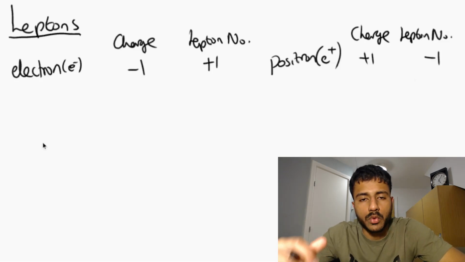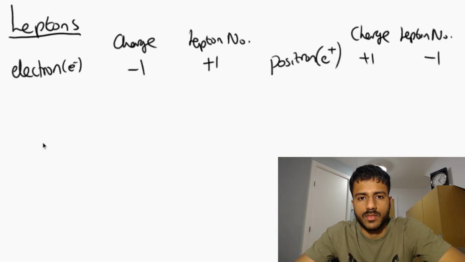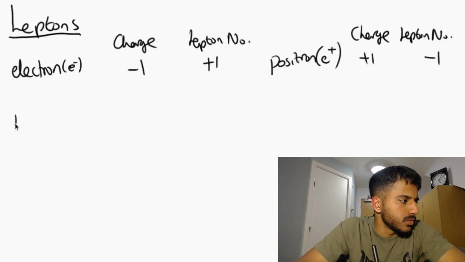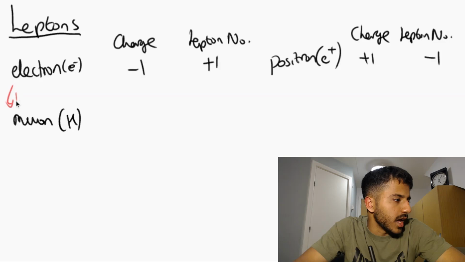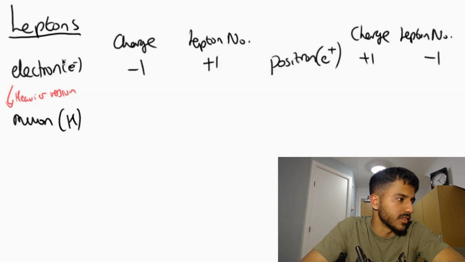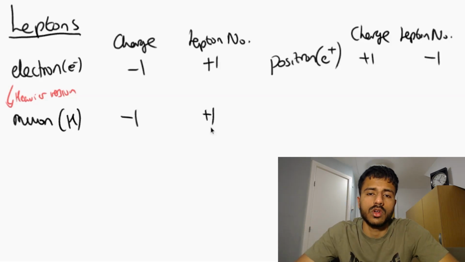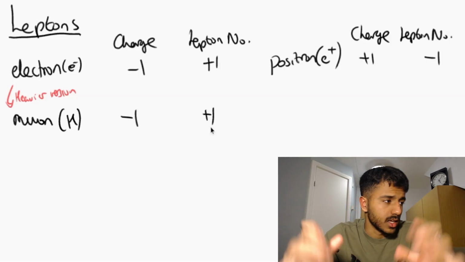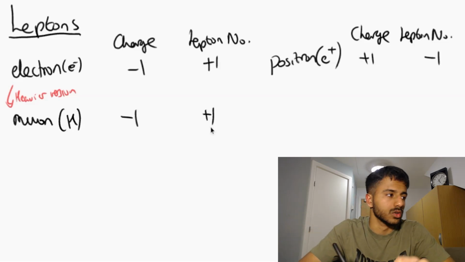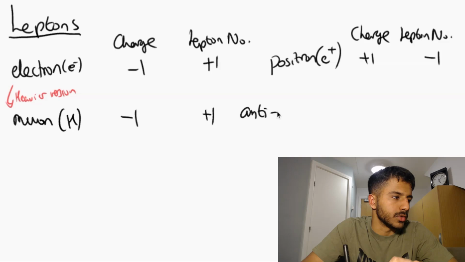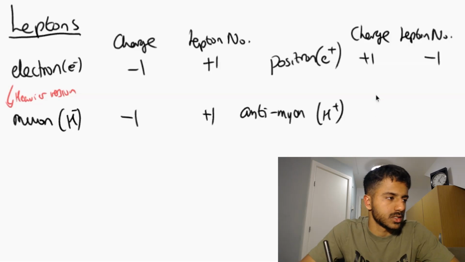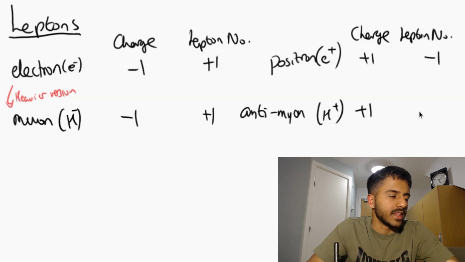Now, I'm going to introduce you to a couple more types of leptons. The first one is called the muon. And the muon is simply a heavier version of the electron. So just like the electron, it will have a charge of -1 and a lepton number of +1. But the only difference is that the muon will have a greater mass. And just like the electron, the muon also has an antiparticle, and this time the antiparticle is simply called the antimuon. And we'll denote it by mu plus, and we'll call the muon the mu minus.